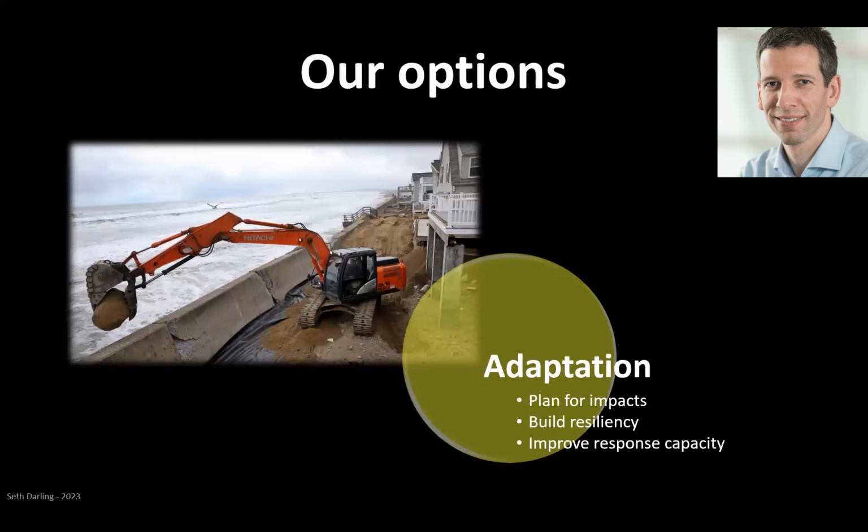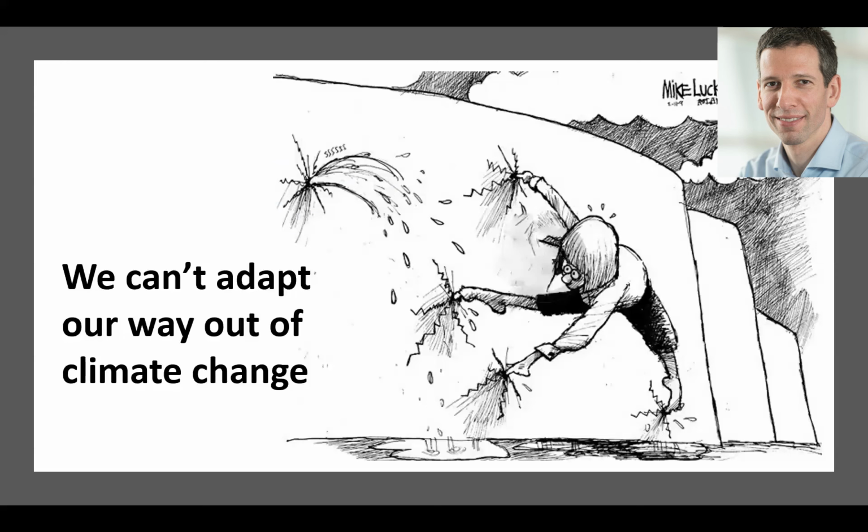Well, improve response capacity. There's going to be more significant storms. We need to be prepared to respond when those significant storms come through. But the bottom line of adaptation, we have to do all of those things. We have no choice. But you can't adapt your way out of climate change. It's necessary, but it's very far from being sufficient.